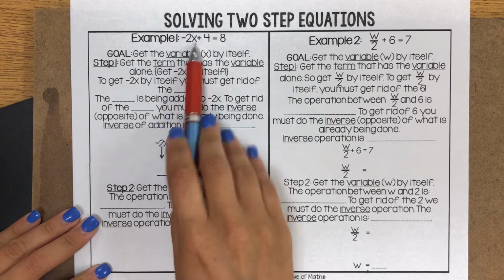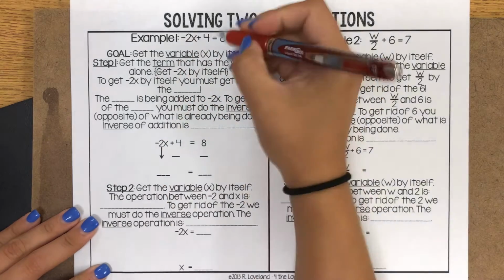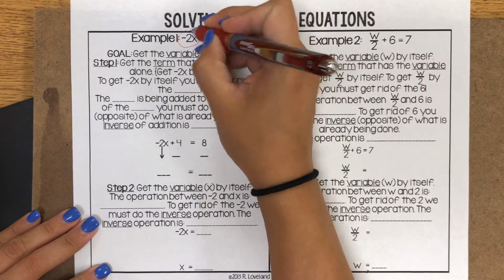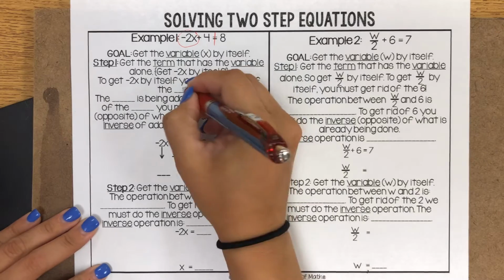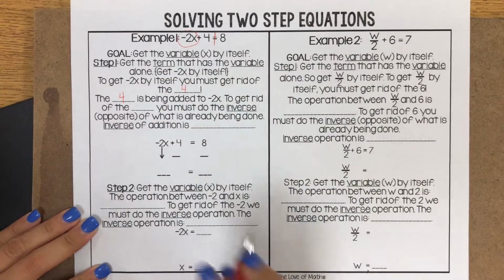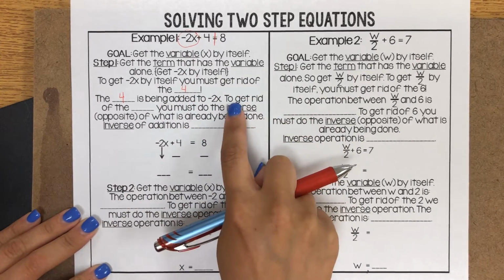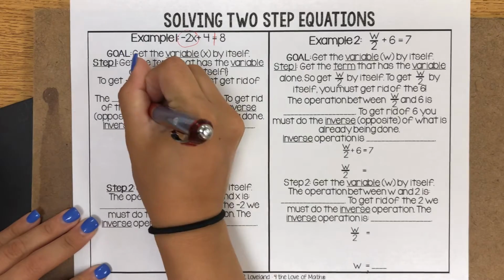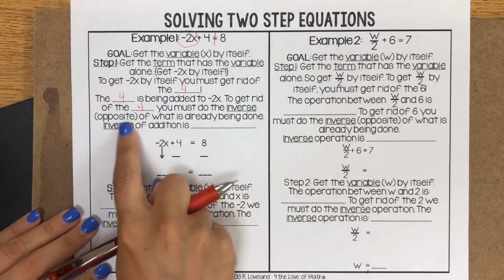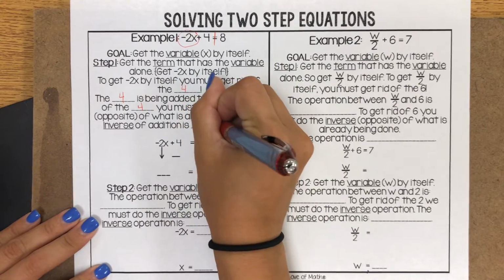To get the negative 2x by itself, notice, here's the equal sign, here's negative 2x. The only other thing is that positive 4. So we have to get rid of the 4. To get rid of that 4, we know that the 4 is being added to the negative 2x, see, plus 4. To get rid of the 4, we have to do the inverse or opposite of what is already being done. The inverse of addition we know is subtraction.